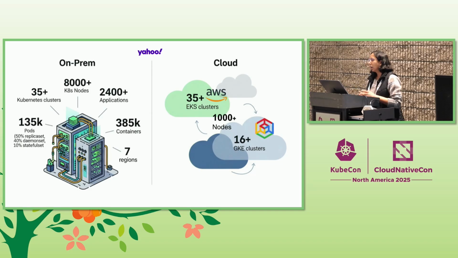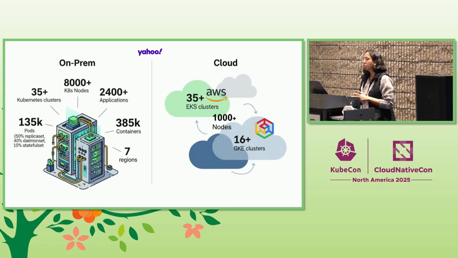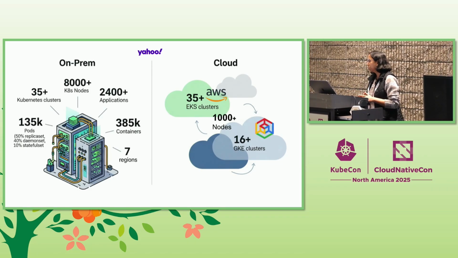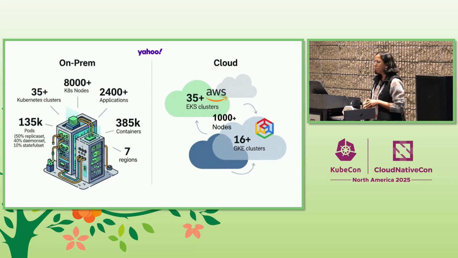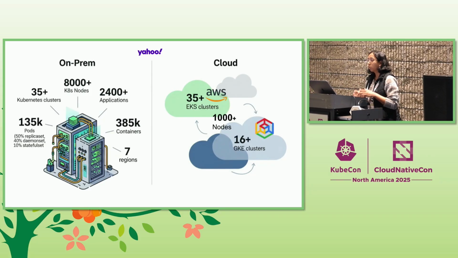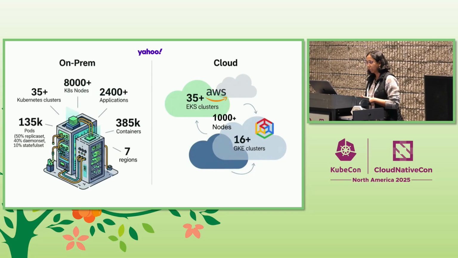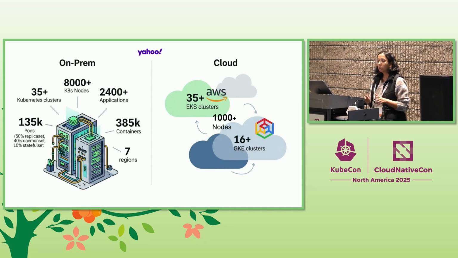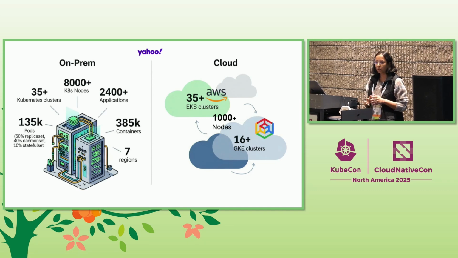So before I get started, I want to give you a brief introduction into Yahoo's journey into Kubernetes. Yahoo started its journey into Kubernetes almost a decade ago. And with that, today we have 35 plus Kubernetes clusters, which contain about 8,000 plus physical hosts. And we are running 2,400 plus applications live in production.